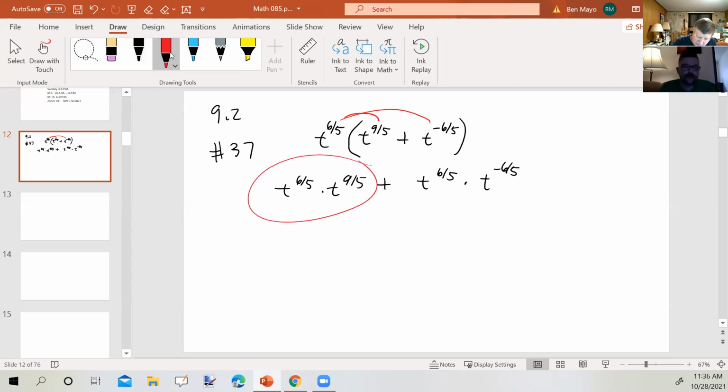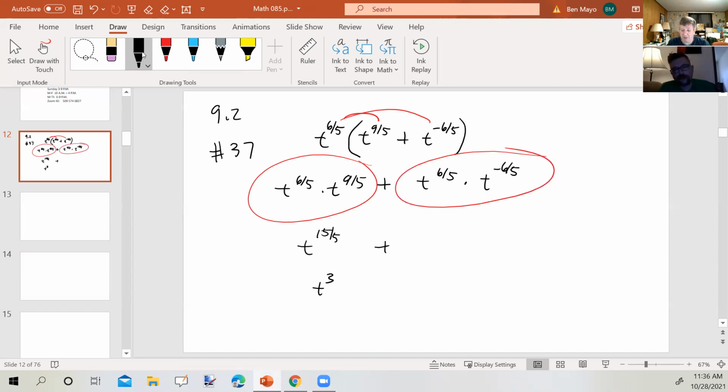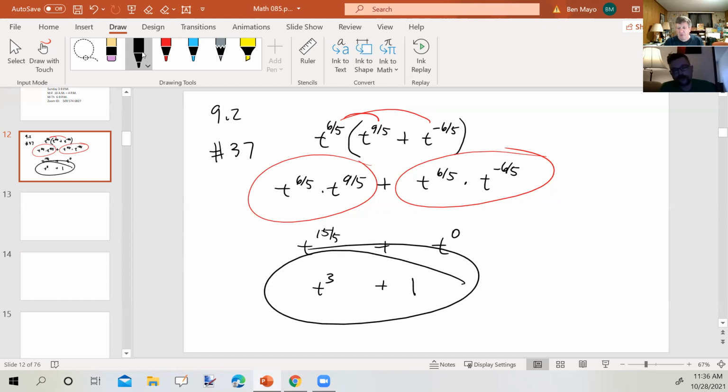All right, so let's take a look at this first product. Multiplying two powers with the same base, they both have the base t, we add the exponents. 6/5 plus 9/5 would be 15/5, which is 3. So we get t cubed. Then the next product, again multiplying two powers with the same base, t to the 6/5 times t to the negative 6/5 would be t to the 0, which is 1. So the final answer is t cubed plus 1. Any questions about that one?